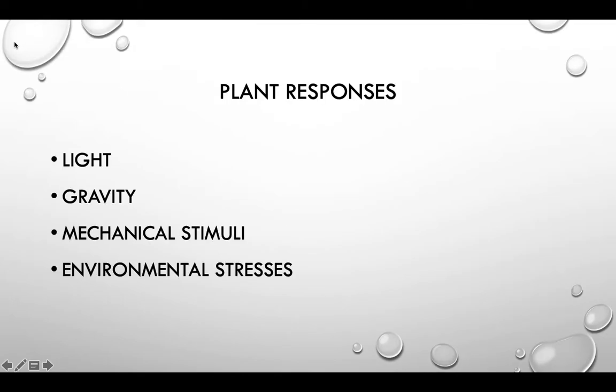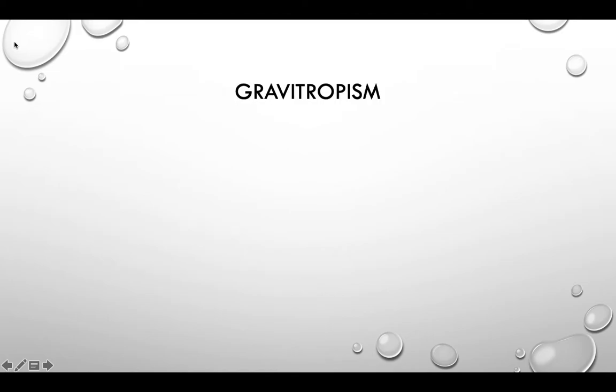So here we go. Plants respond to four things: light, gravity, mechanical stimuli, and environmental stresses. And we already know about transpiration in the transpiration lab and how plants respond to wind and temperature and humidity, so those would be environmental stresses. Now we want to talk about how they respond to light, how they have this built-in mechanism to respond to gravity, and some mechanical stimuli also. So let's get right into this. Gravity first.